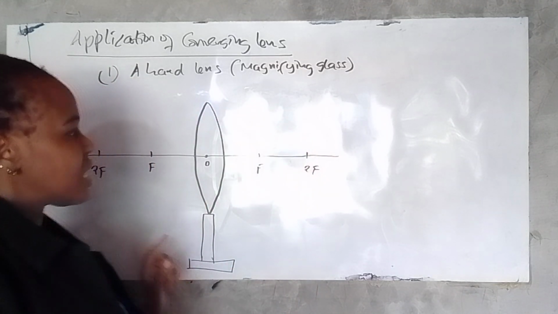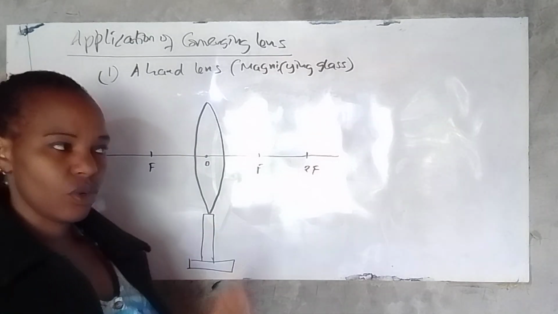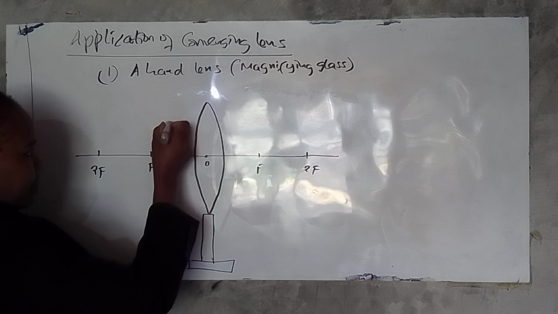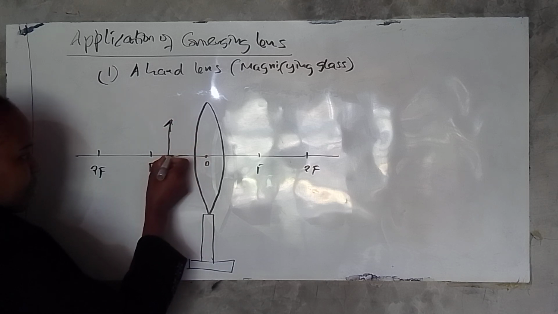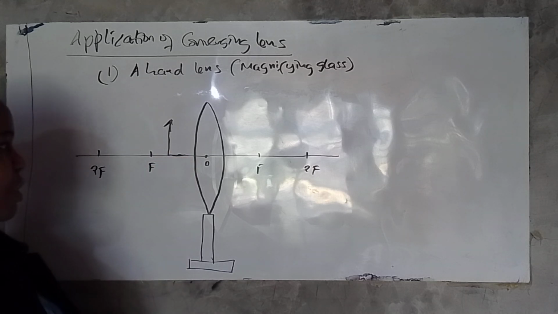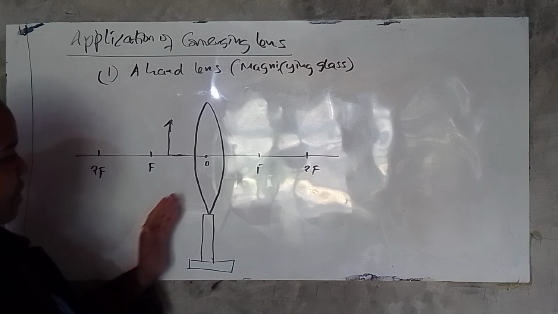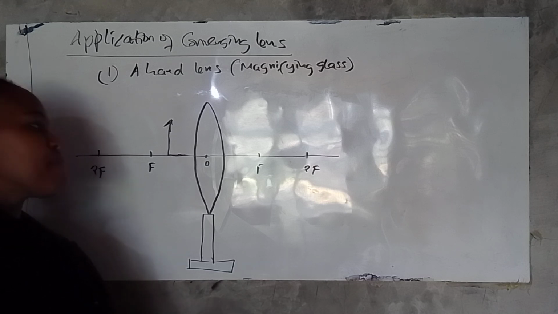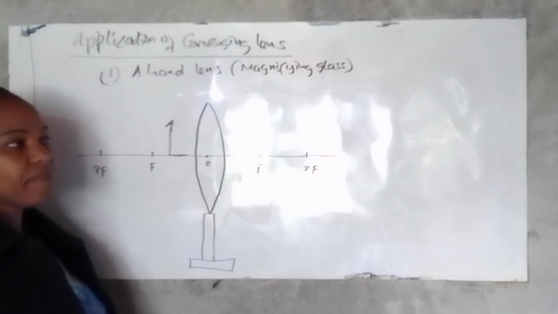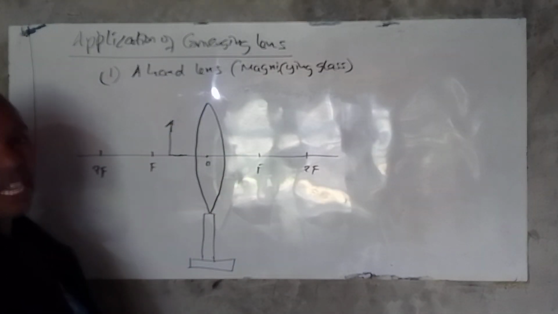Now, for us to get that, there is only one point where we can place that object. We should place that object between the principal focus and the optical center. We said anytime the object is placed between the principal focus and the optical center, the image is upright, it is virtual, and by virtual it means it forms on the same side as the object.